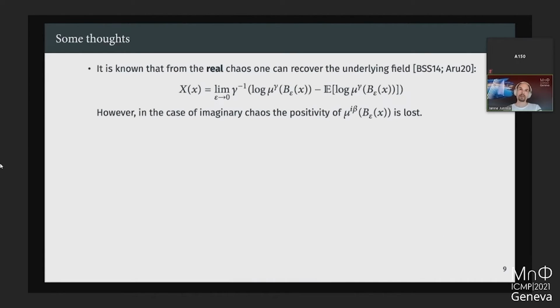And so what we were trying to do is recover the field from the imaginary chaos. I was just saying that in the case of the real chaos, this has actually been well known for some years. You have quite a nice way of recovering it. You just take the logarithm of the mass of a small ball, center it by subtracting the expectation, and then take the limit. And in some suitable topology, this will converge to the original field.